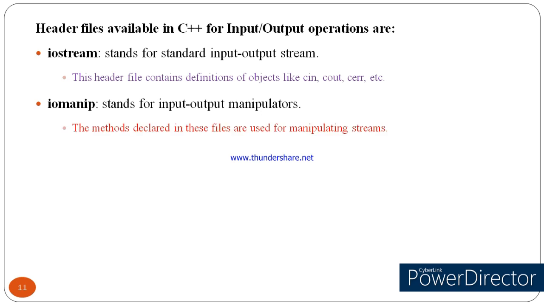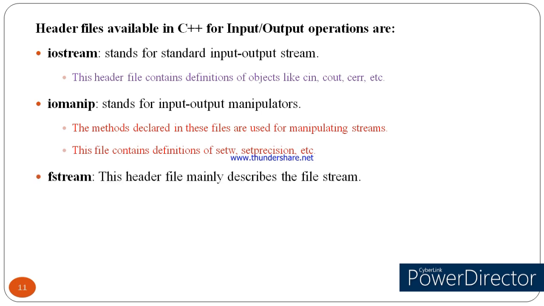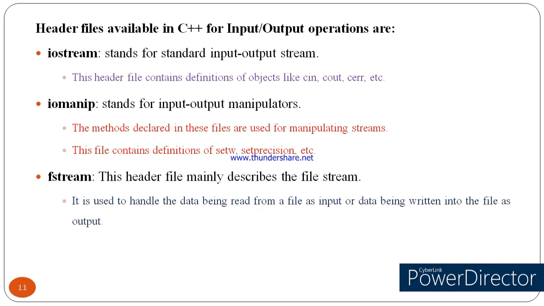This header file declares functions that are used for manipulating streams. Third is fstream. This header file mainly describes the file stream. This means it is used to handle the data being read from a file as an input or data being written into the file as an output.